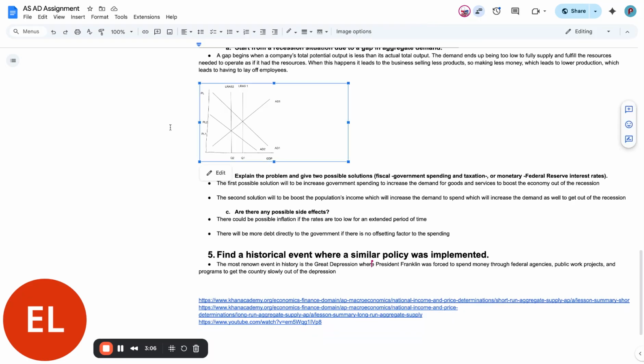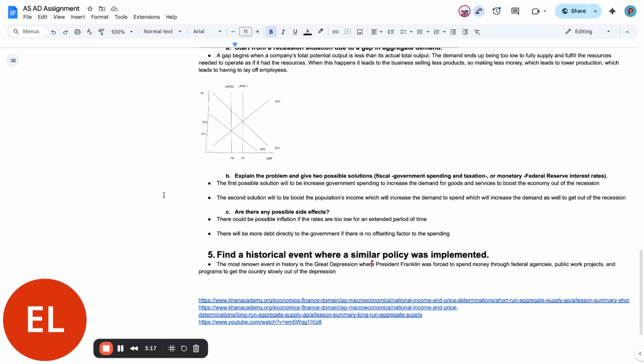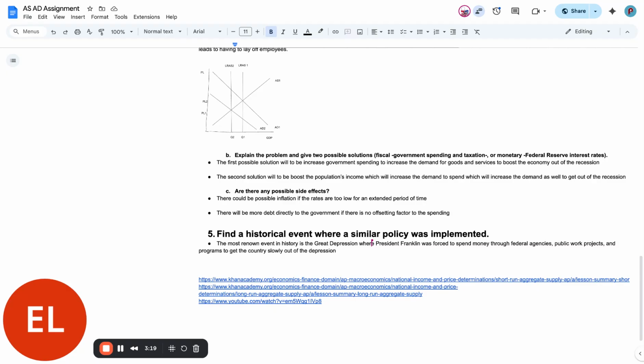The Q1 in the middle there is the starting point, and then you can see the AD1 and the LRAS1, and then you can see the vertical line to the left as it goes down. To explain this, and give some solutions.